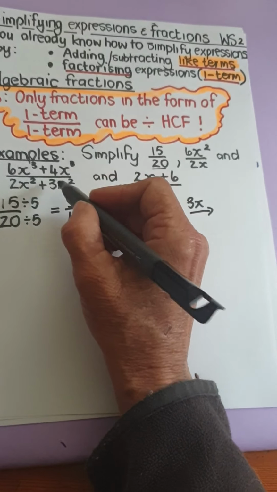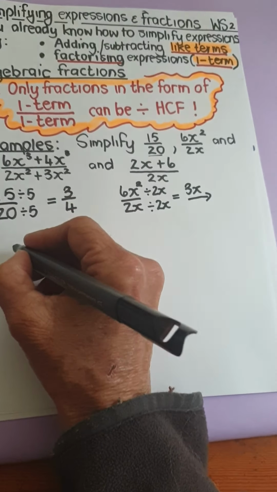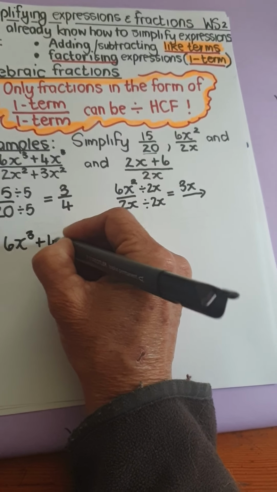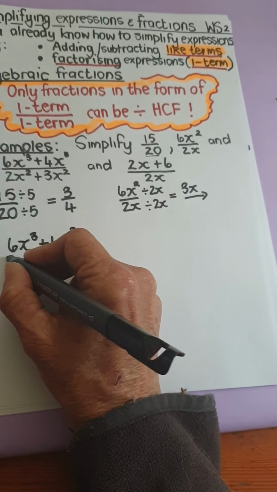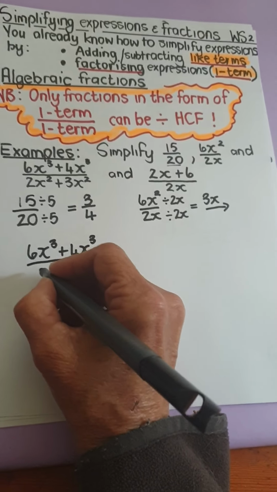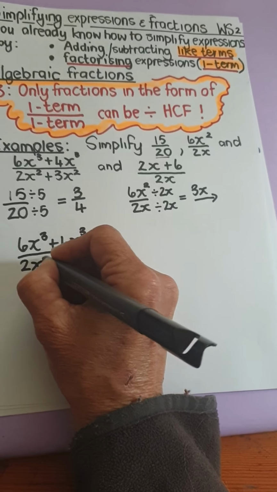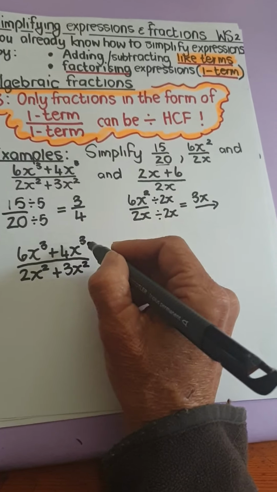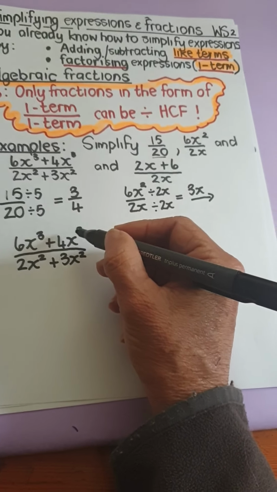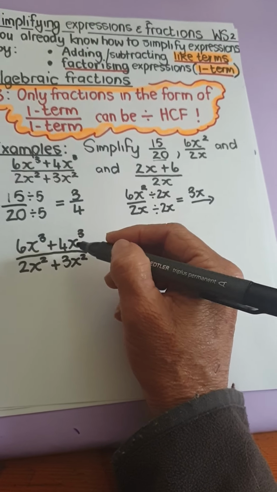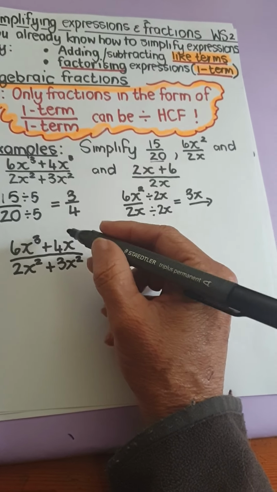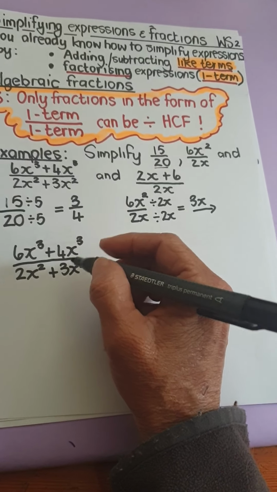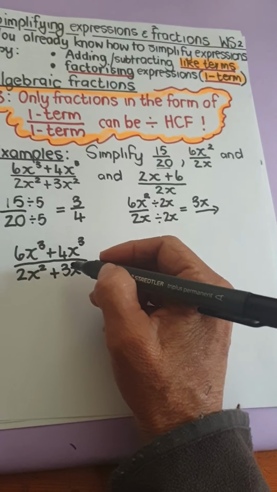So now let's look at this example. Here I have 6x cubed plus 4x cubed, which is two terms, and I'm dividing it with a denominator that's 2x squared plus 3x squared. So the problem with this fraction is I don't have one term in my denominator and numerator. So before I can simplify this fraction, I need to get one term in both the numerator and denominator.